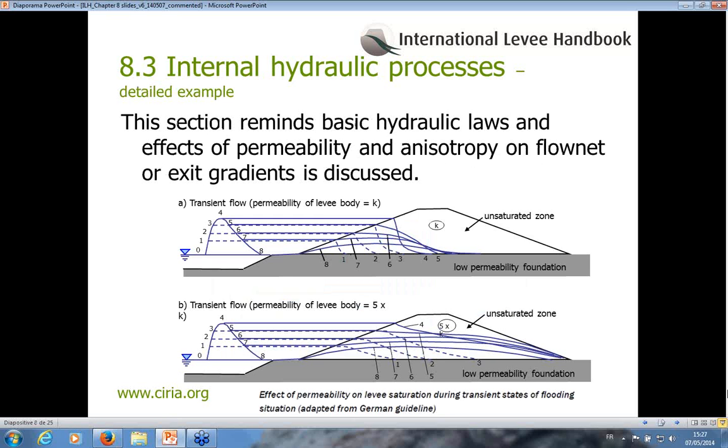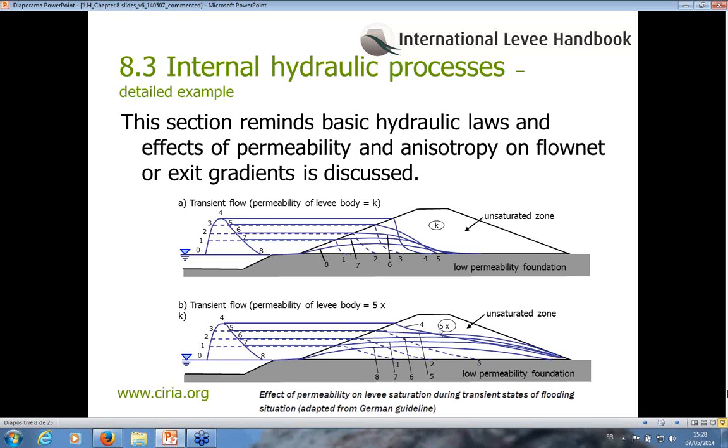For seepage analysis, methodology to define phreatic, flow, and equipotential lines are given for a stationary state. So, attention of the designers is required on several issues such as permeability, anisotropy, as shown on the slide, hydraulic condition, permanent or transient state, that determine levee and foundation saturation, internal flow, and exit gradients.